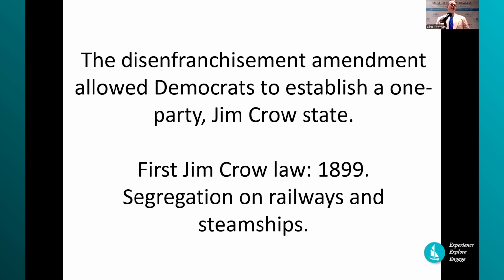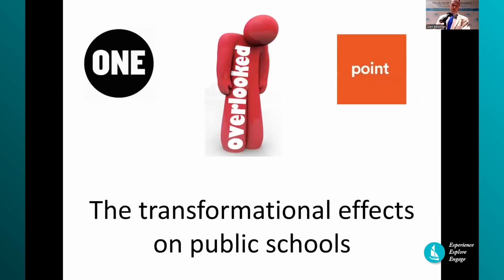And right after the election of 1898, the first Jim Crow law in the state: segregation on railways and steamships. People used to have to go on a steamship if they wanted to go to Norfolk. Imagine that long, long trip. Segregation, and then it went on from there in other areas.